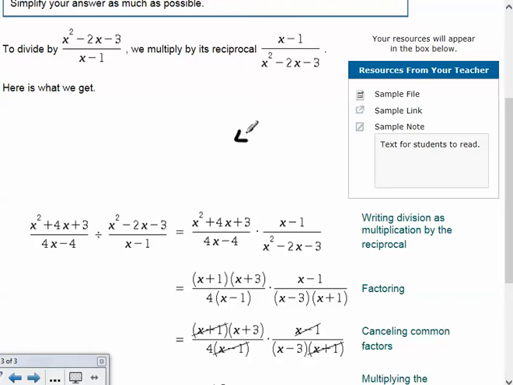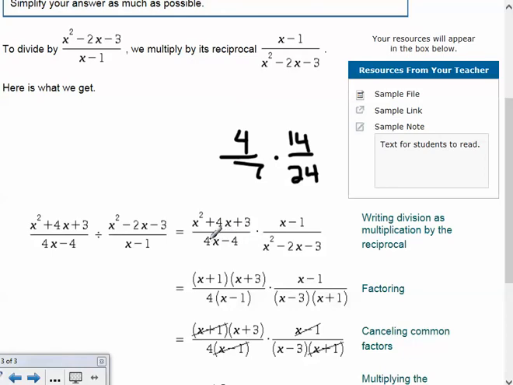Just like if you had to cross cancel 4/7 times 14/24. Wouldn't you look for common factors here and you would say, well, 4 goes into both of those. You'd look for common factors here and say 7 goes into both of those. Well, that's what you're going to do here. So x squared plus 4x plus 3 can be factored to look like this.